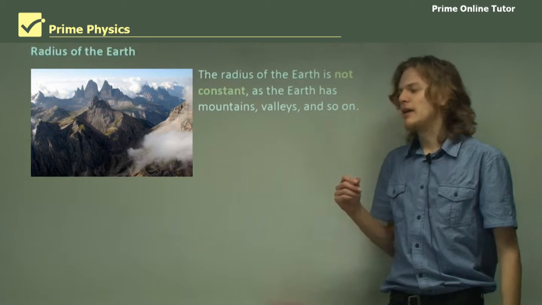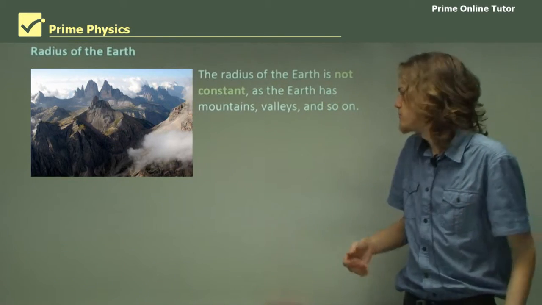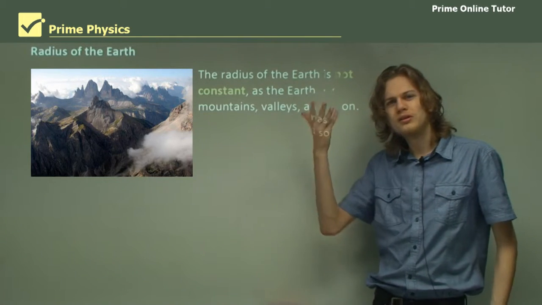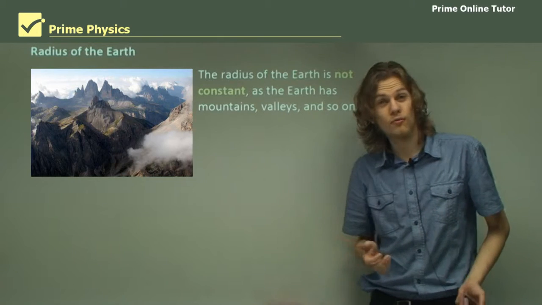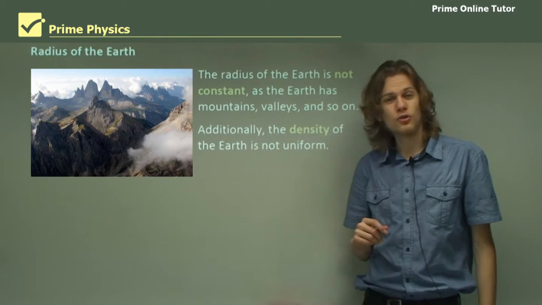So the radius of the Earth isn't constant. There are mountains, valleys, plains, every sort of thing, right? And all those different points will be a slightly different distance from the center of the Earth. Additionally, the density of the Earth is not uniform.